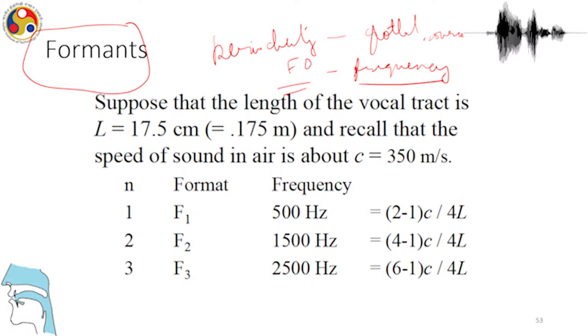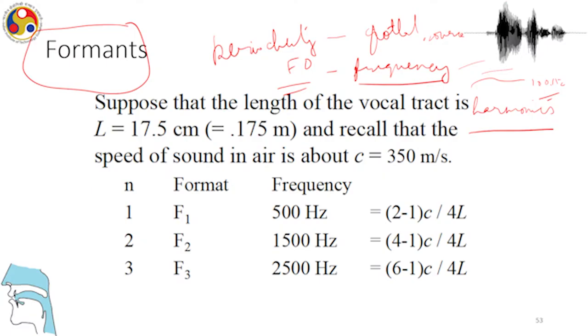This fundamental has harmonics, which means it has resonances. This fundamental frequency has resonances at integer multiples. Which means if your fundamental frequency is 100 hertz, then you will have 200, 300, 400, various harmonics of that fundamental frequency.